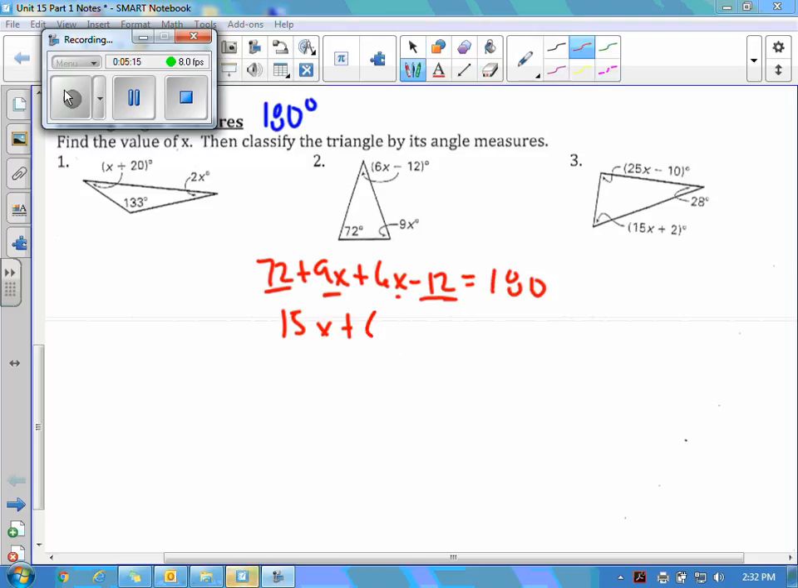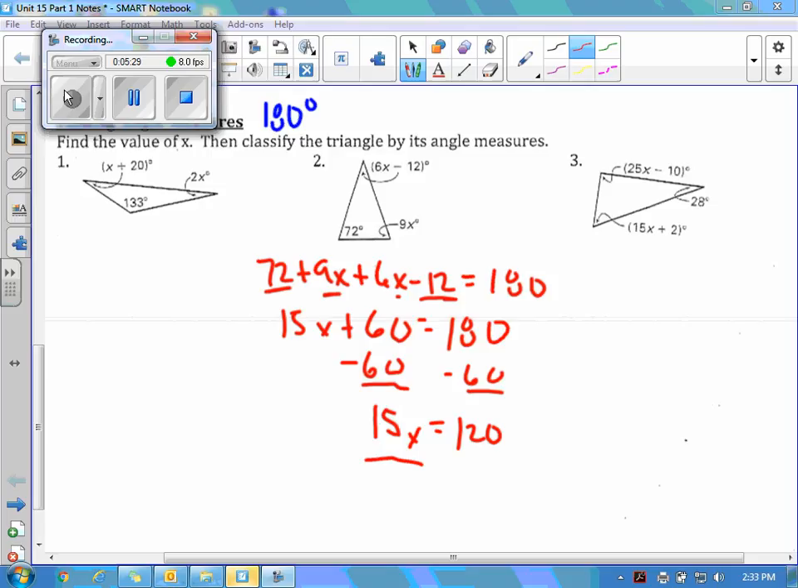Sorry about that, that's going to give me 60 equaling 180. Then I can subtract 60 on both sides. So I'll get 15x equals 120. I divide both sides by 15. And I get x equals 8. Okay, so that's the first part of my problem, to find the value of x.